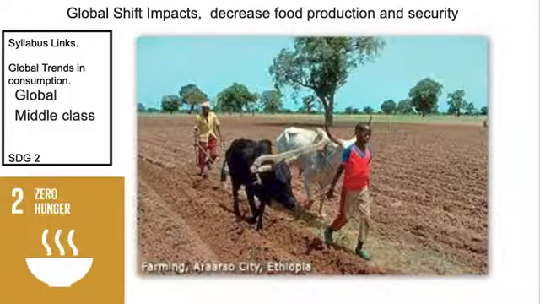Again, looking at another one, another problem could be that as countries move towards manufacturing items, there is a reduction in their food production base. This could seriously compromise the ability of a country to achieve SDG 2, which is zero hunger.